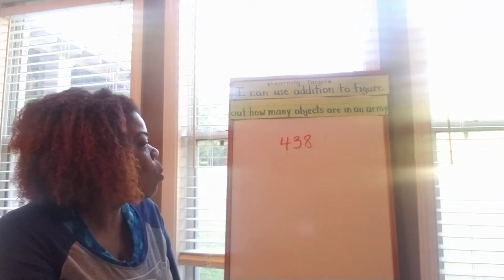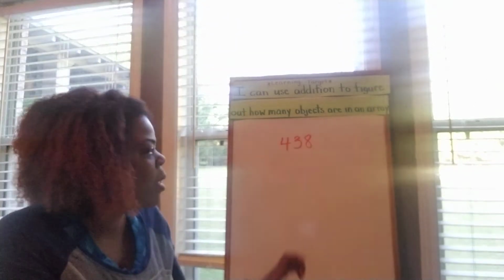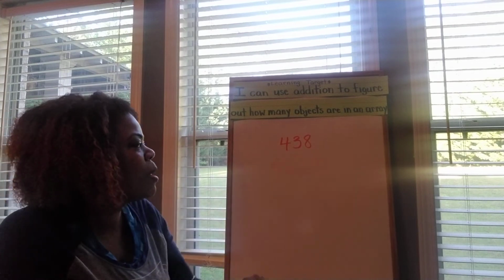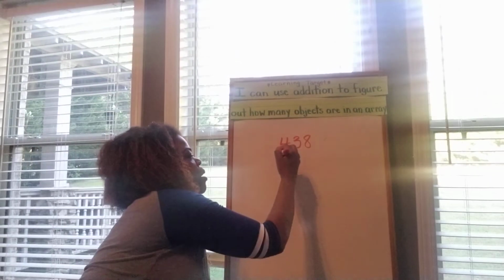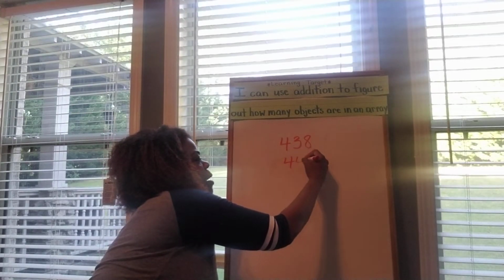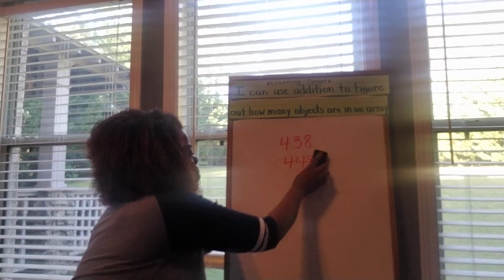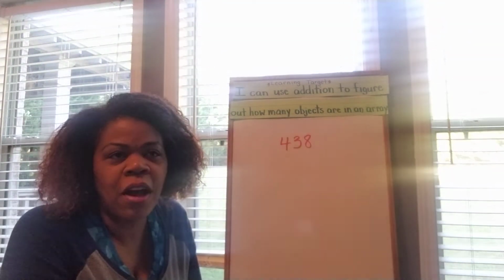How about if we take 438 and we add 10? Add 10. What place are we going to look at? Are we going to look at the 400 place, the hundreds place? No, we're adding 10, so we're going to look at the tens place. And so add 10 to 438. What are you going to get? 448. Very good.